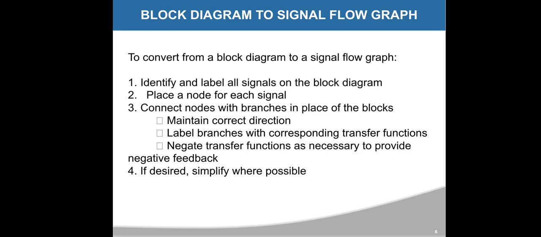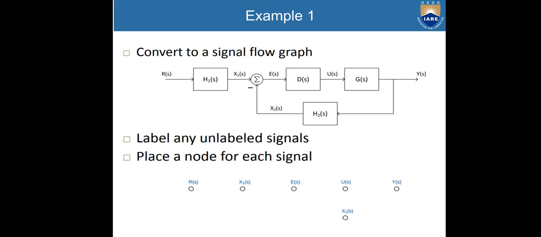Label branches with the corresponding transfer function. Negate the transfer function as necessary to provide negative feedback. If desired, simplify wherever there is a possibility in the signal flow graph. Convert to a signal flow graph.